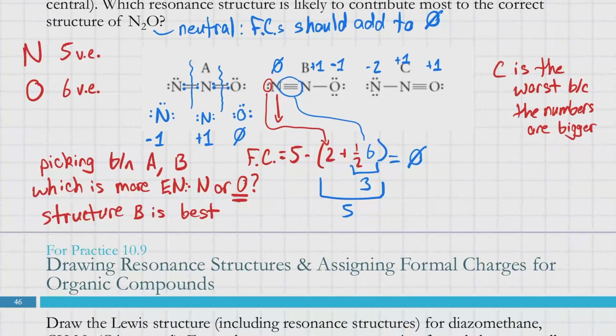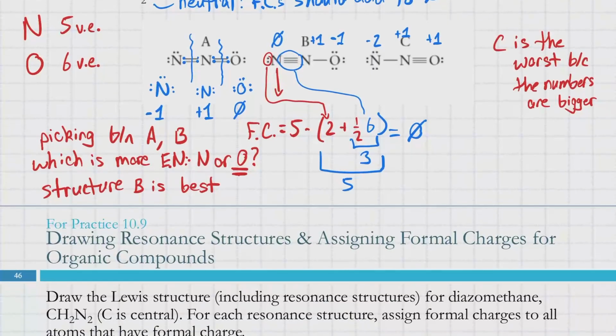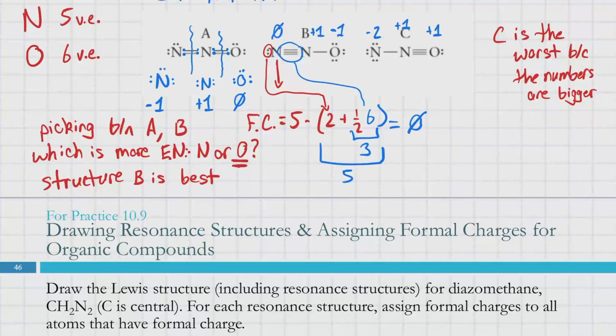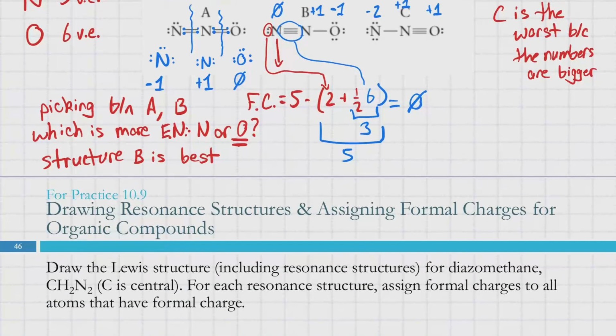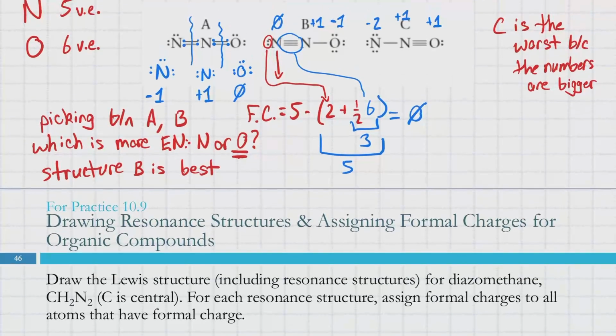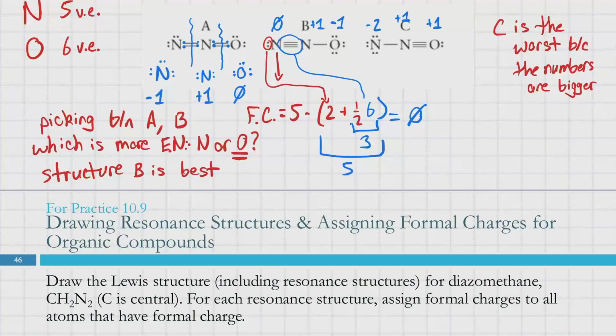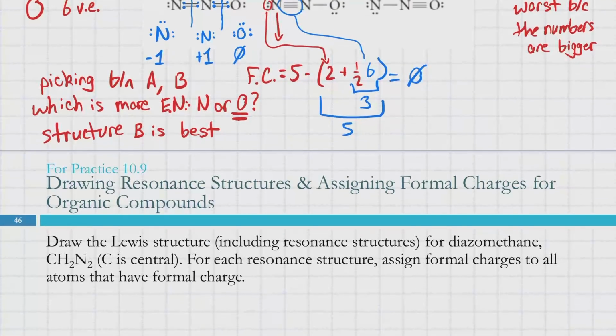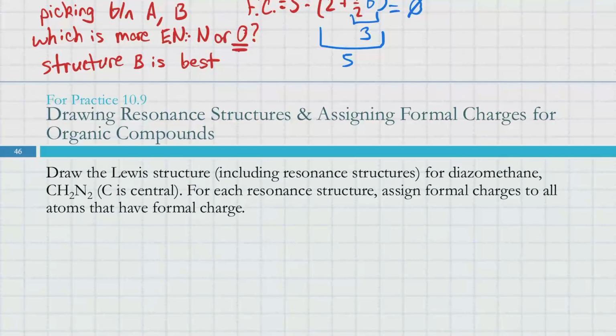We can also draw Lewis structures for organic compounds like diazomethane. And we are going to have some resonance structures, and we are going to need to pick the best one based on the formal charges. So diazomethane is CH2N2.